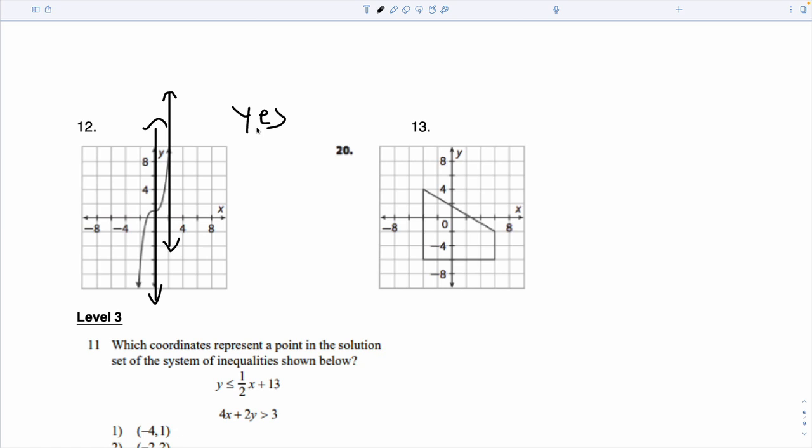13. Maya, did you do 12? Yeah. Felix, 13. It is not. Cool.